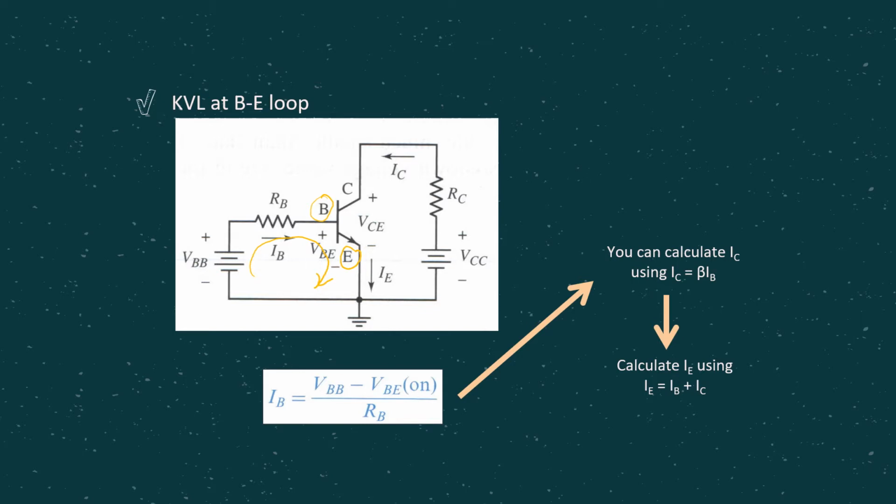In this particular loop, we can just simply do KVL. When we do KVL, if we rearrange that KVL equation, we are going to get this equation of IB. It's coming from the KVL equation from the BE loop. So once we know the value of IB, we can simply calculate the value of IC, because IC is given as beta IB. Then obviously from there we can also calculate for the IE. So basically from the input loop or BE loop, we can calculate all the currents.